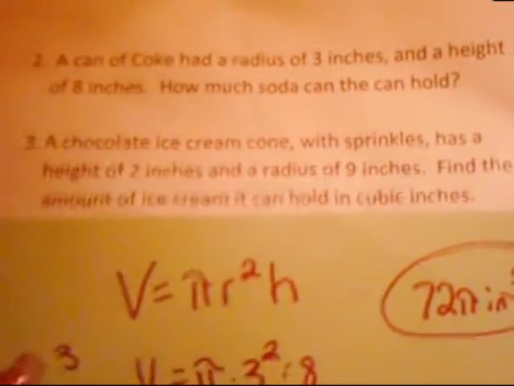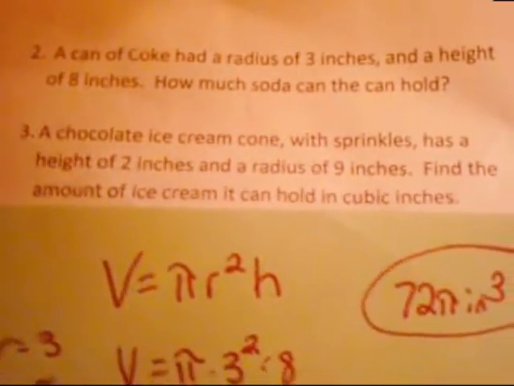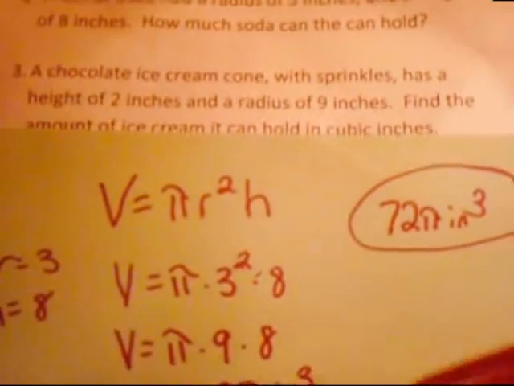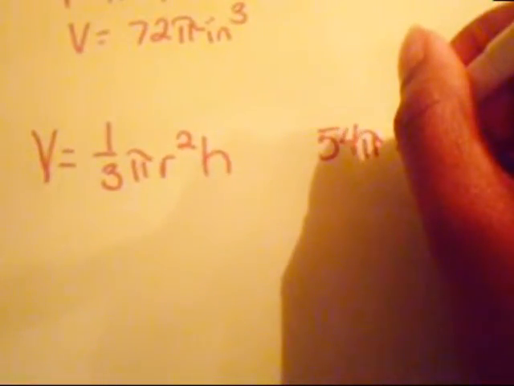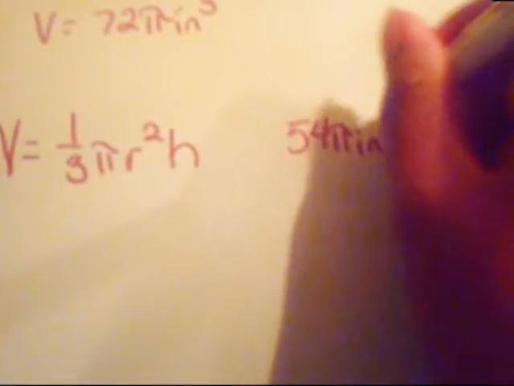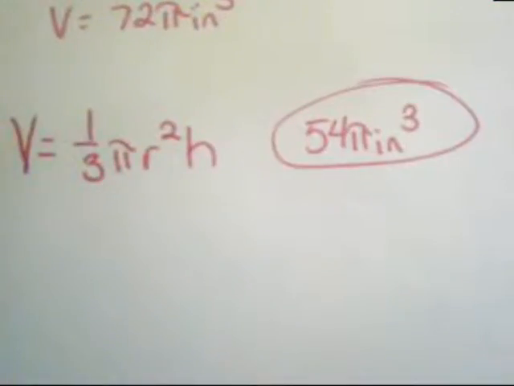For number 3, it says a chocolate ice cream cone with sprinkles has a height of 2 inches and a radius of 9 inches. Find the amount of ice cream it can hold in cubic inches. So for number 3, this ice cream cone is in the shape of a cone. Volume of a cone is V equals 1/3 pi r squared h. What did you guys find? Did you find 54 pi inches cubed? Because that's the answer.